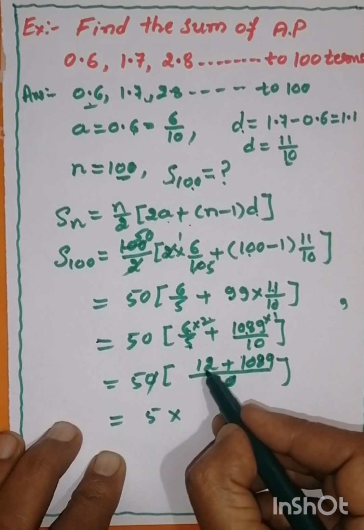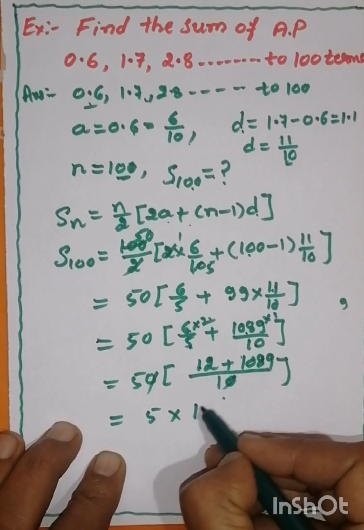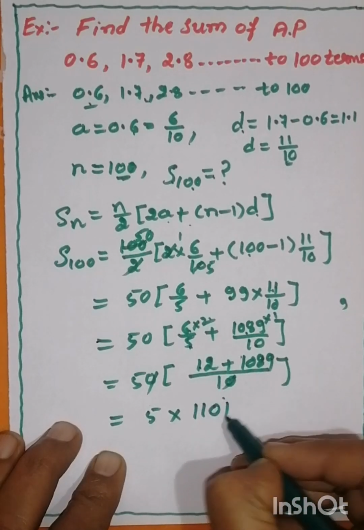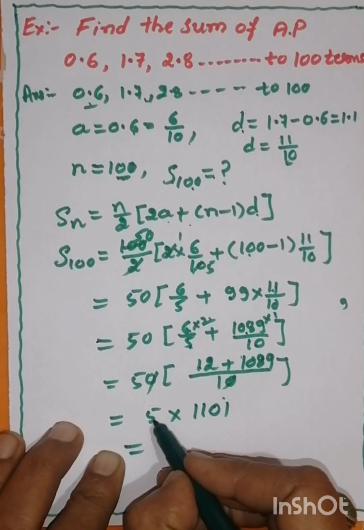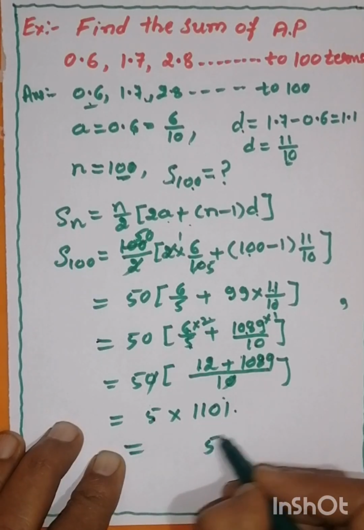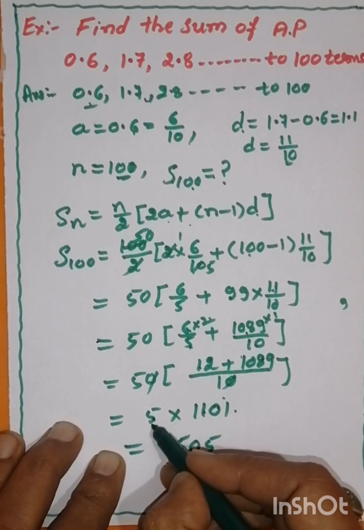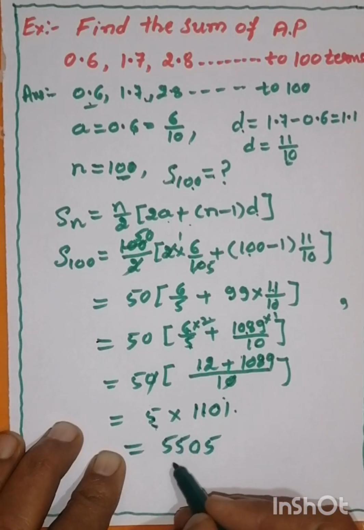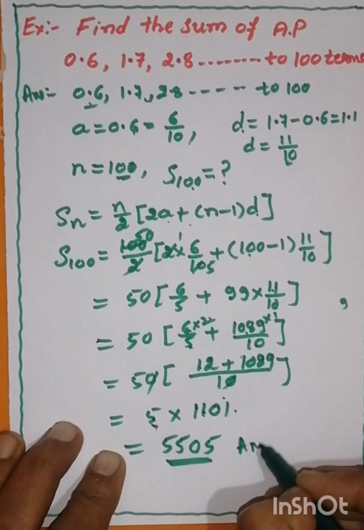5 into 1089 plus 12 is 1101, 1101. Now by multiplying, 5 1s are 5, 5 0s are 0, 5 1s are 5, 5 1s are 5. 5505 is the answer.